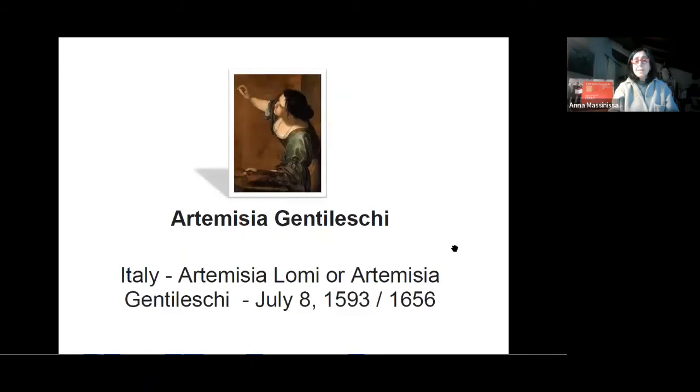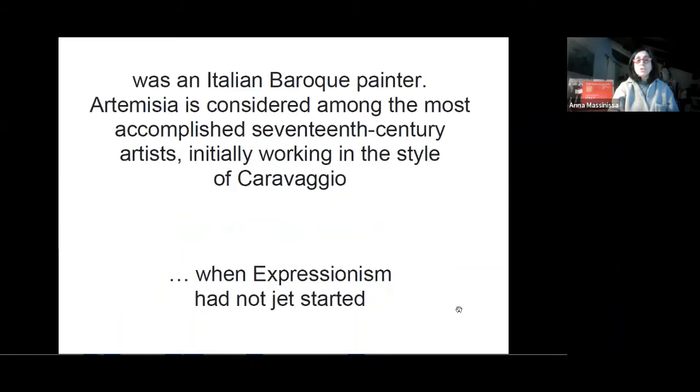The first one I want to show you is Artemisia Gentileschi. She was an Italian artist, born in 1593, and she died in 1656. She is actually one of the first women artists in Italy. She was an Italian Baroque painter and she had a very tough life. She worked in Italy in the style of Caravaggio, but then developed a very strong style of her own. And she started painting long before Expressionism had started.